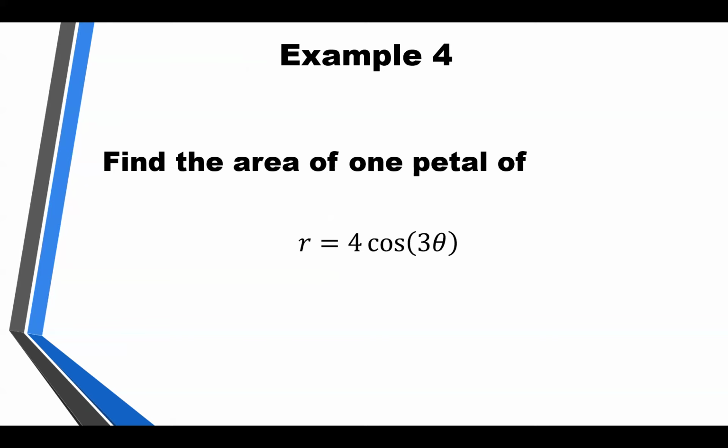Let's look at one of the ones we previously saw. R equals 4 times cosine of 3 theta. We will find the area of one petal of this function. There's going to be 3 petals because it's a cosine of 3 theta. So we will figure out the area of one petal of that.